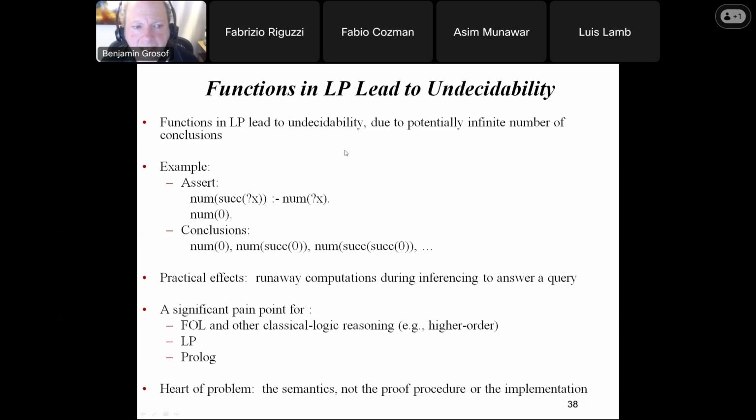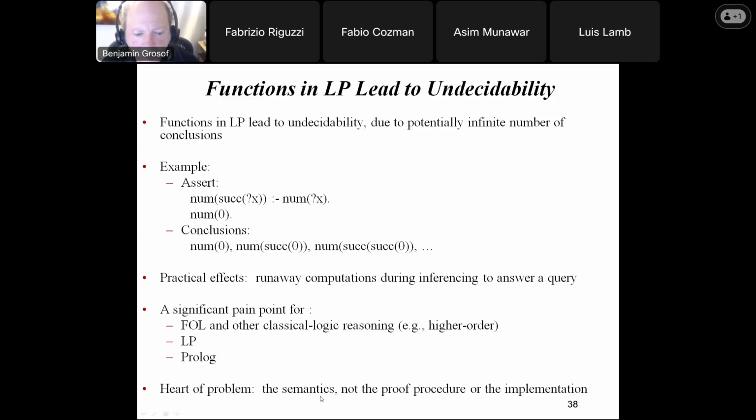Functions in LP lead to undecidability due to the potentially infinite number of conclusions, as in the successor and number example. The practical effect is that one may get runaway computations during inferencing to answer a query. And this has been a significant pain point in FOL and other classical logic reasoning, that is theorem proving, including in higher order. In logic programs, Prolog in particular, there was a huge amount of work on trying to ensure at least termination. And this kind of runaway infiniteness happening in an unforeseen fashion when people write a bunch of rules.